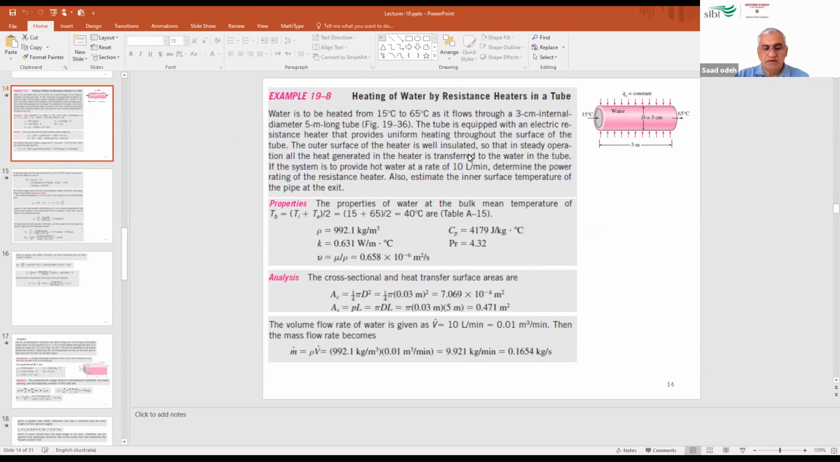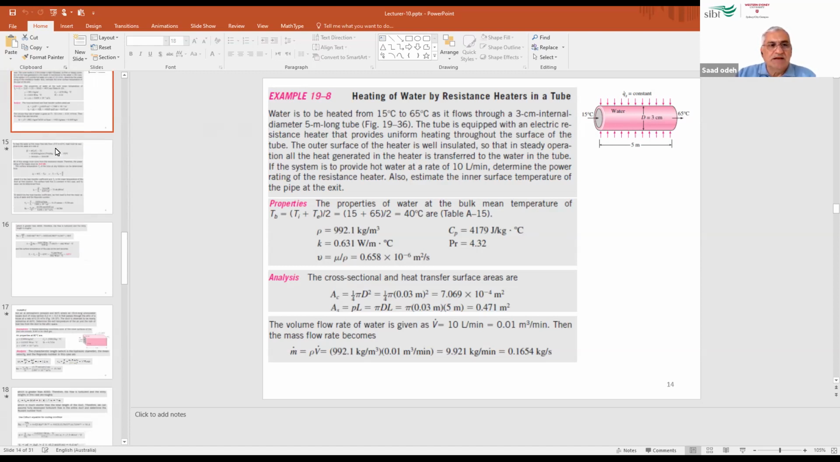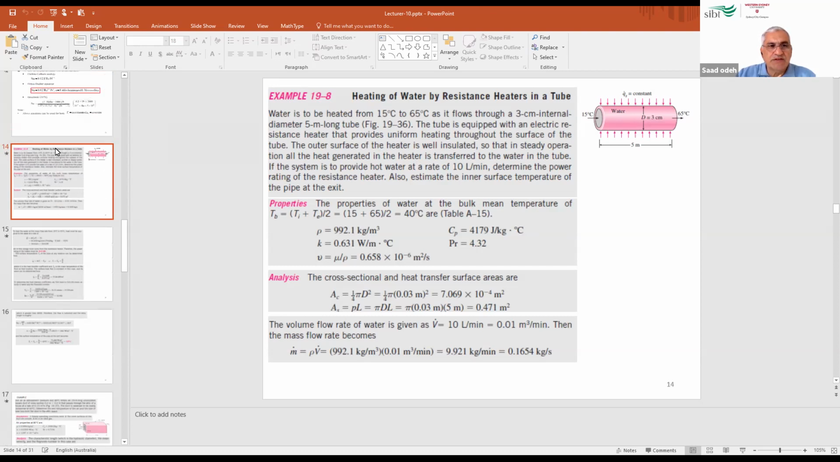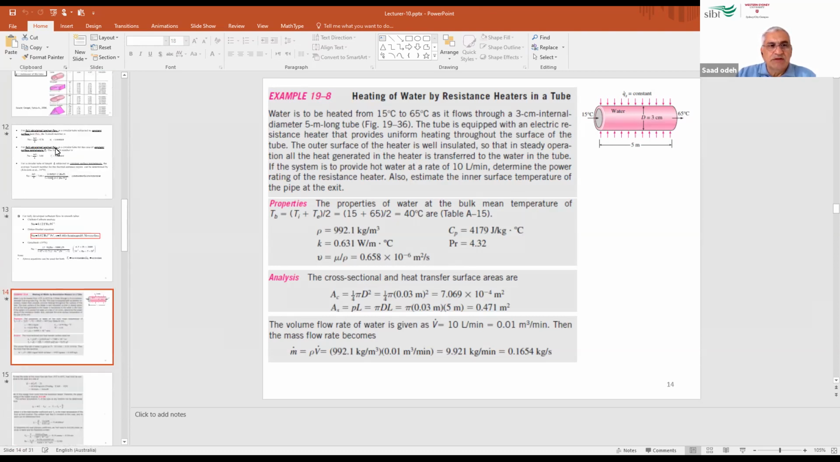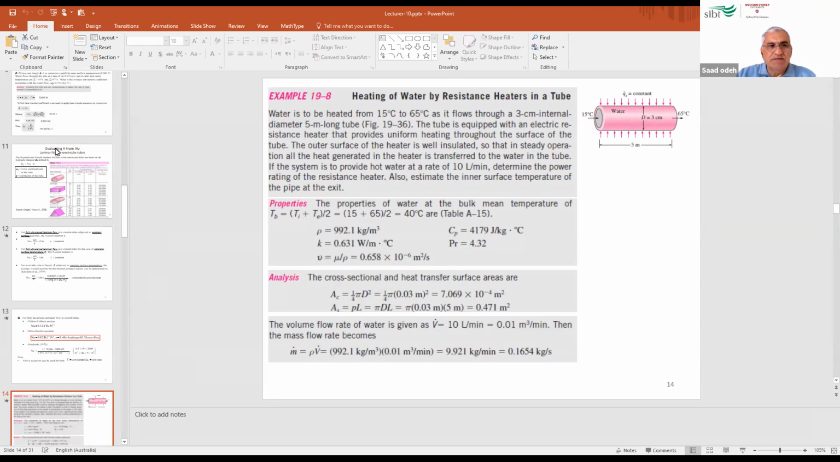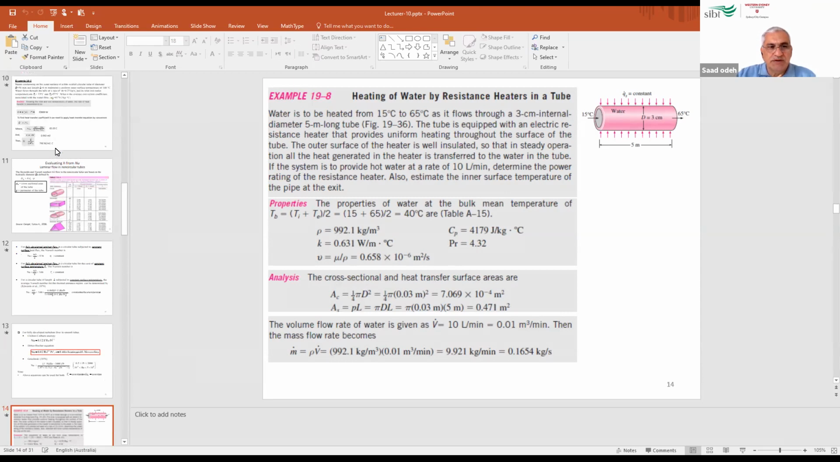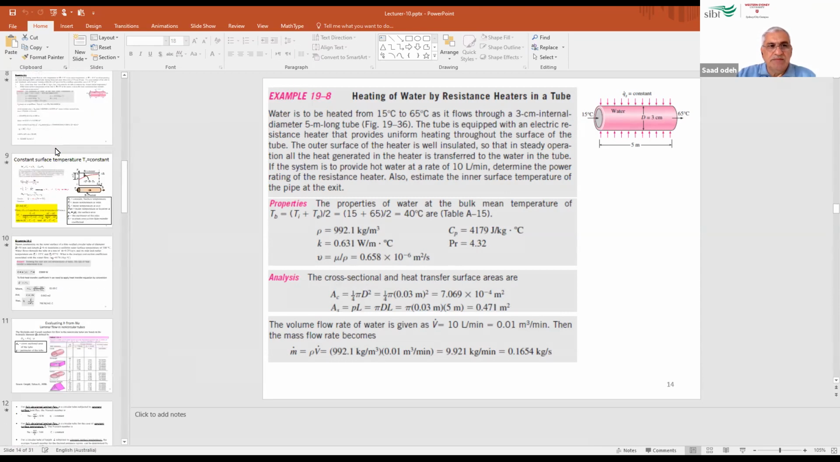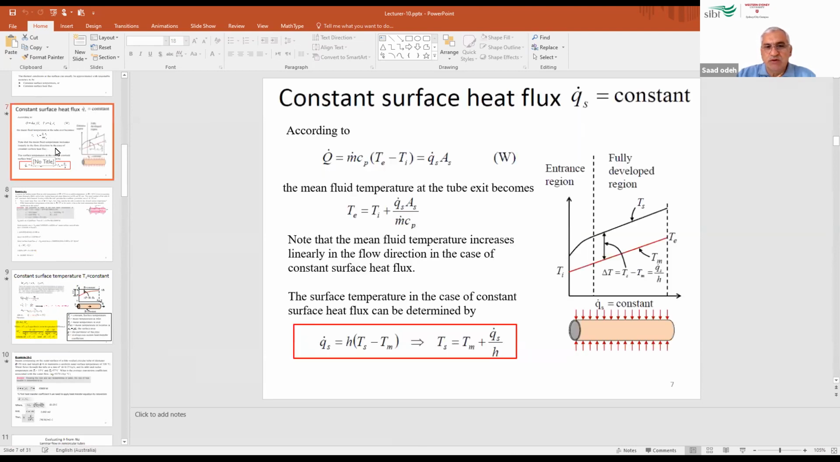So remember, we were talking at that time that we had two types of analysis in forced convection. Internal forced convection depends on whether we have constant heat flux or constant temperature. And I just recall the equation that we used last week.